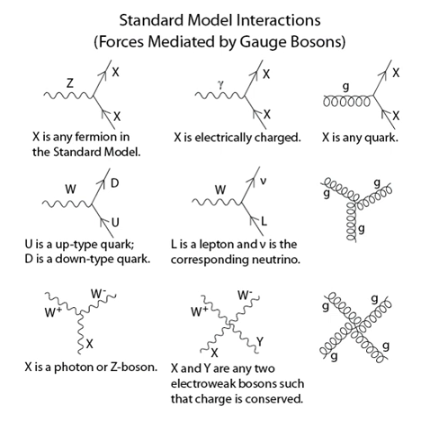Topic: Fermions. The standard model includes 12 elementary particles of spin 1/2, known as fermions. According to the spin-statistics theorem, fermions respect the Pauli exclusion principle. Each fermion has a corresponding antiparticle.